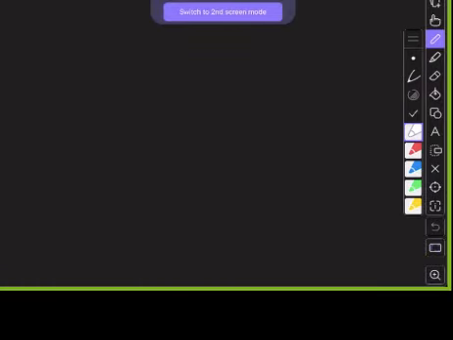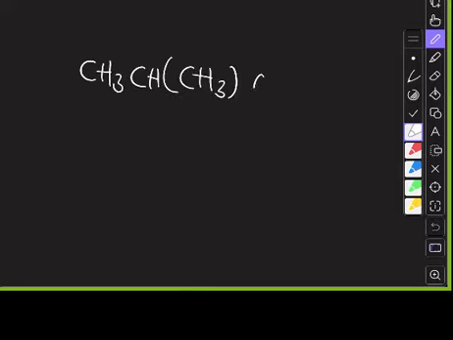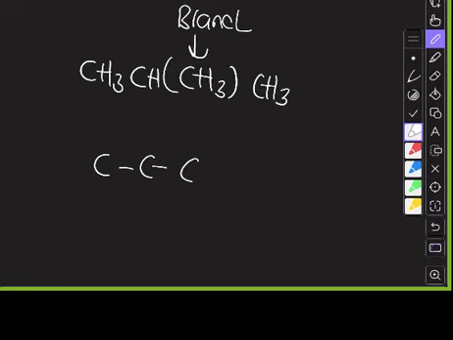So the formula that they have given you is CH3CH(CH3)CH3. Anything that's in brackets is going to be a branch. Anything that's outside of the brackets is showing you the main chain. So in this particular compound, there are 3 carbons in the main chain, and off this particular carbon here, you have a CH3. You have a CH3 and you have a H, and then these are the CH3s that are at the other end.